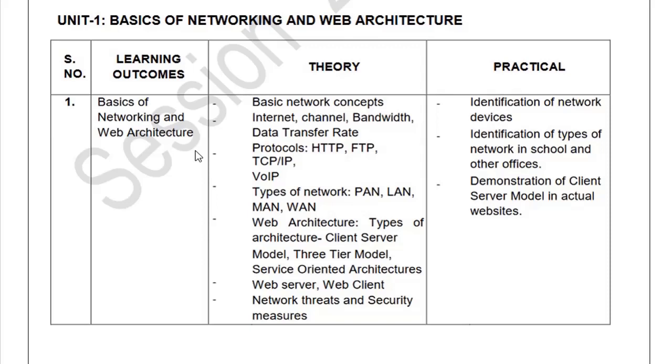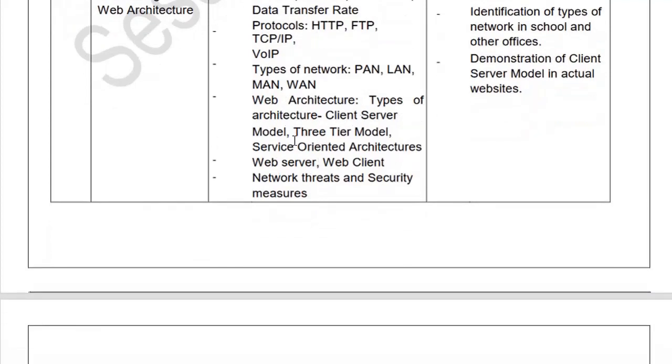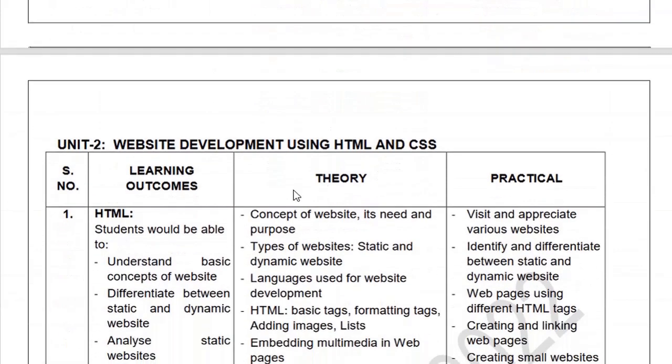We will cover concepts like internet, channel bandwidth, data transfer rate, and protocols like HTTP, FTP, TCP, IP: hypertext transfer protocol, file transfer protocol, internet protocol, voice over internet protocol. Types of network like PAN, LAN, MAN, WAN: wide area network, metropolitan area network, local area network, personal area network. Web architecture, like types of architecture, client server model, three tier model, service oriented architecture, web server, web client, network threats, and security measures.